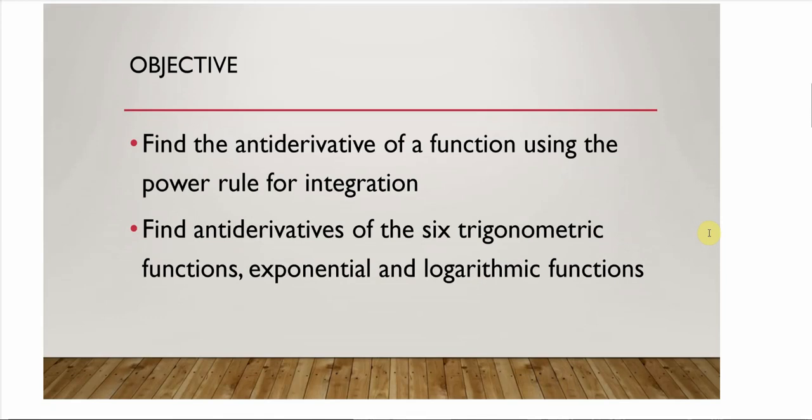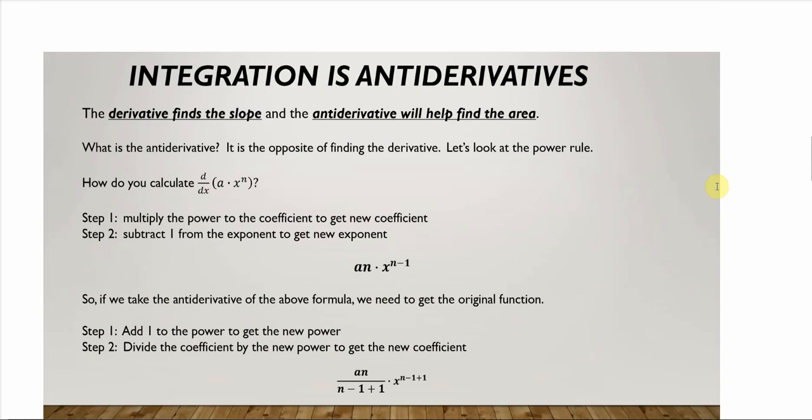So what's the objective? The objective is to find the antiderivative of a function using the power rule for integration. You also have to find the antiderivatives of the 6 trigonometric functions, the exponential functions, and logarithmic functions. Now, the derivative finds the slope. The antiderivative will help us find the integral, or in this case, the area underneath the curve. Now, what is the antiderivative? I already said it's the opposite of finding the derivative. So let's look at the power rule.